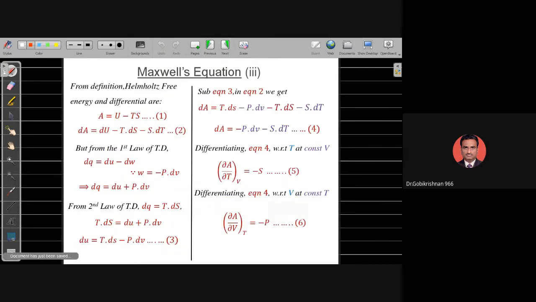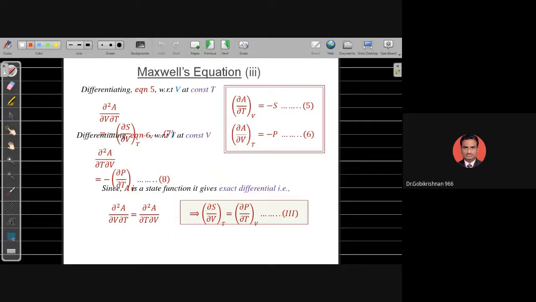Similarly, we have to start from the Helmholtz free energy and the Gibbs free energy. By using Helmholtz free energy, I got this ultimate equation: dou S divided by dou T, equation number 3 in Roman numerals. This is from A, the Helmholtz free energy, and then the Gibbs free energy.